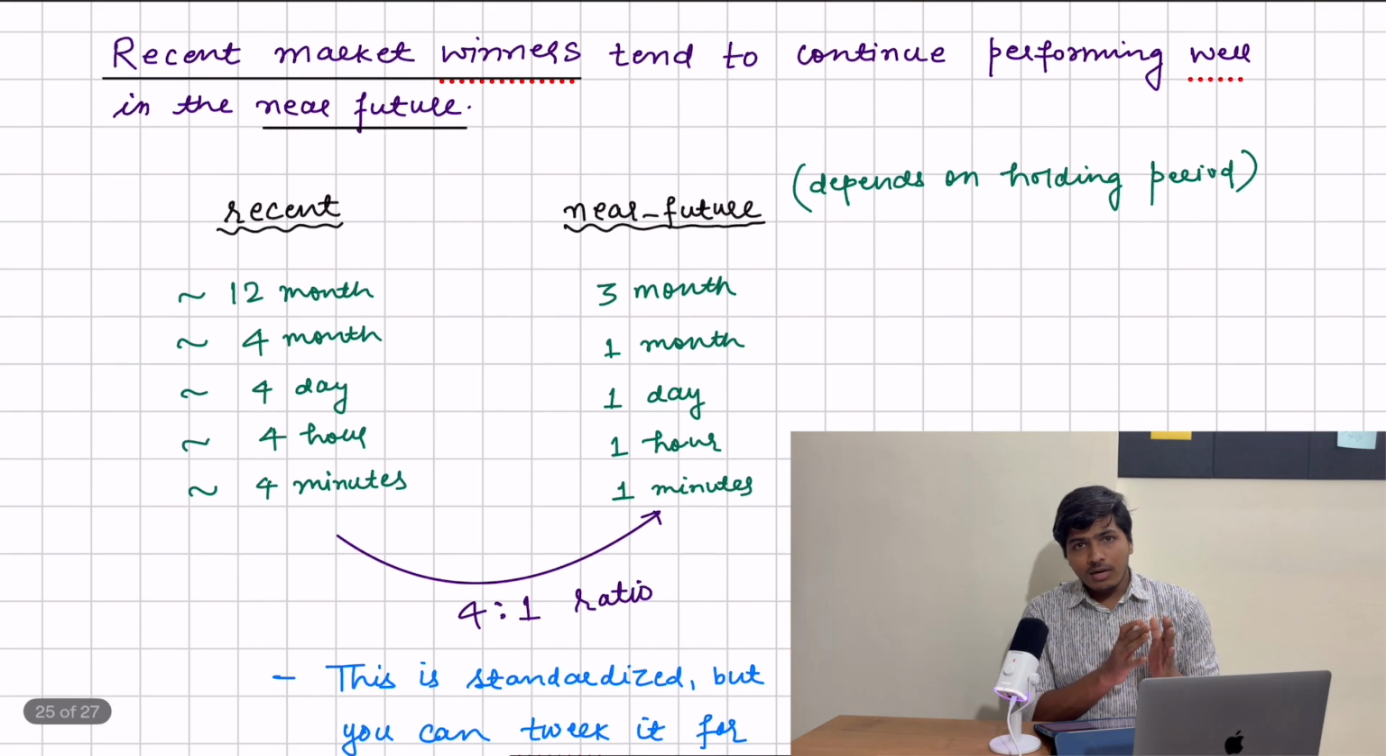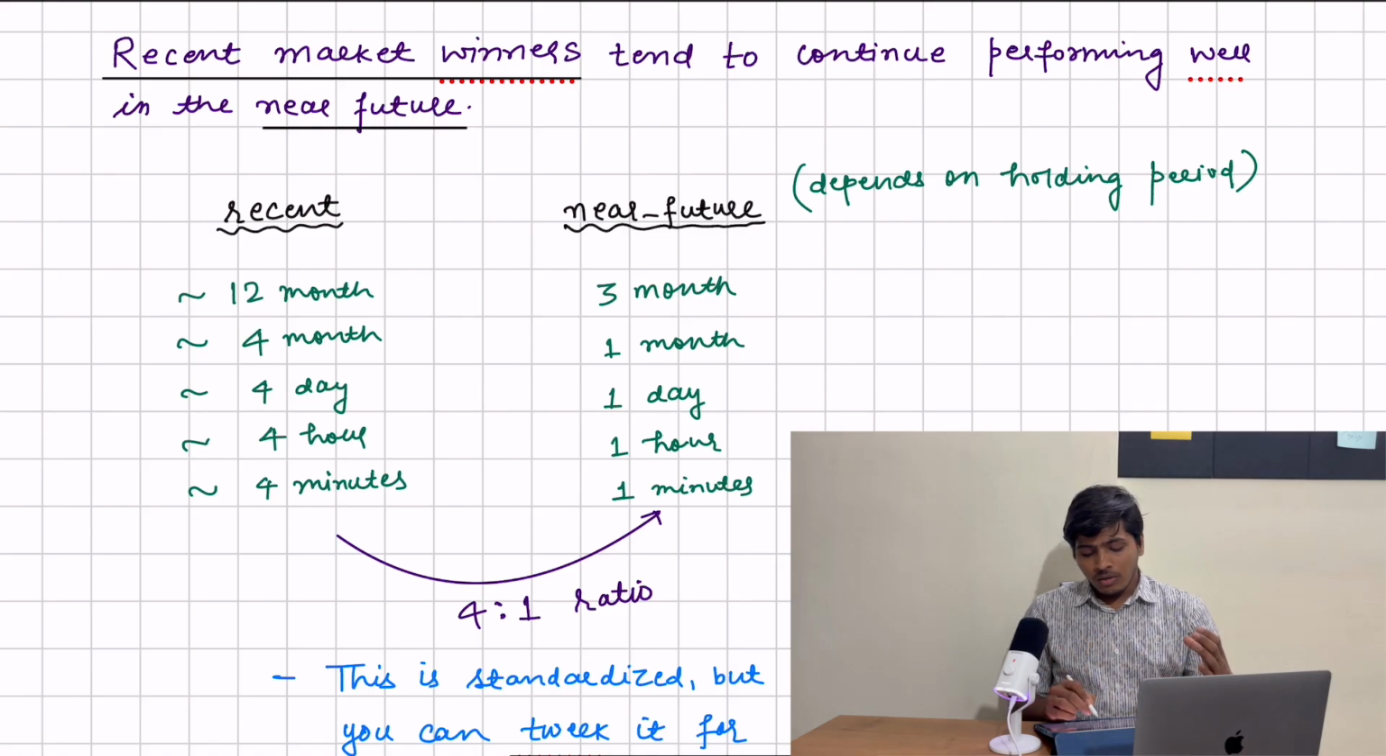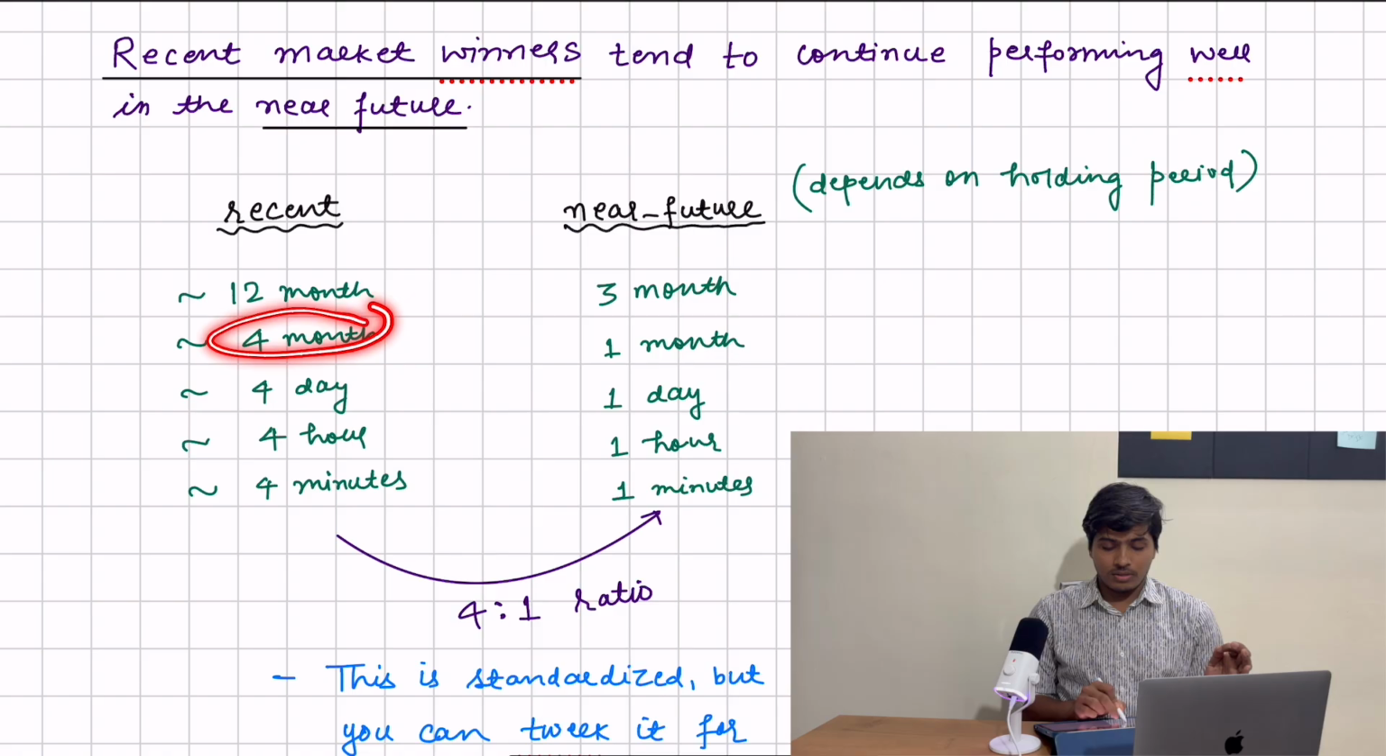What do we mean by recent and what does near future mean? Let's suppose that I want to make a portfolio for 3 months. On average the holding period is 3 months. Then we have to see the performance of the stocks over the last 12 months. Similarly, if I have to hold the stocks for 1 month, then I will see the performance of 4 months.